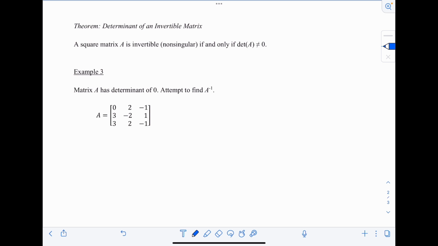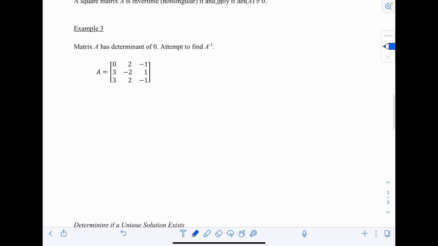Determinant of an invertible matrix. A matrix A is invertible if and only if the determinant is not 0. In other words, a matrix has an inverse if the determinant of the matrix isn't 0. So in our example, we are told that this doesn't have an inverse, that the determinant is 0, therefore it won't, by that theorem, have an inverse. We're going to try to find it anyway. So we're going to set up a matrix just to see that, sure enough, when I try to find the inverse, it doesn't work.